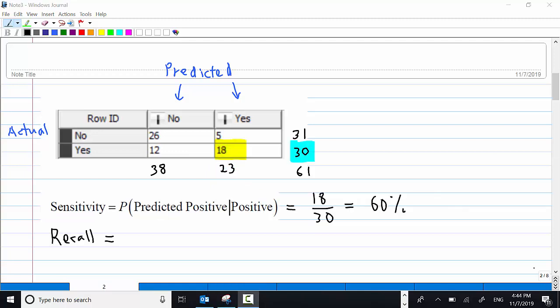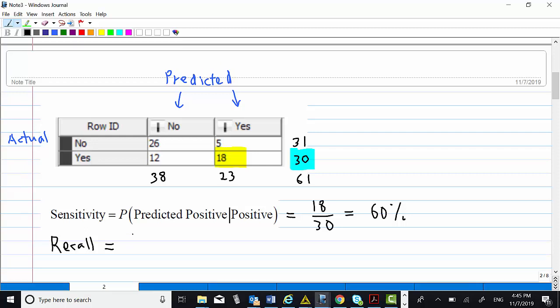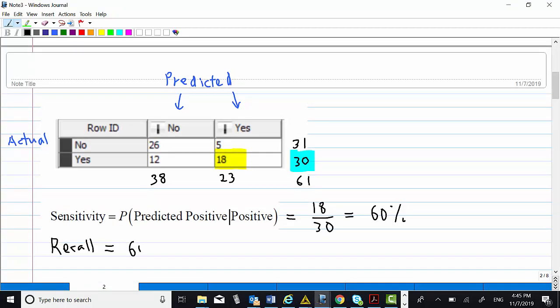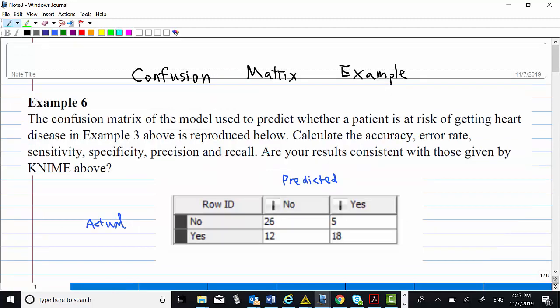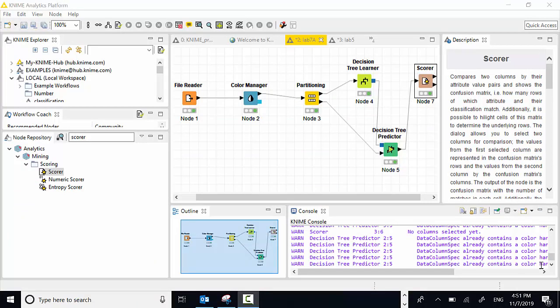Finally, recall is the same as sensitivity. So this is equal to 60%. The final part of the question is asking you to check the Lyme result. Are they consistent with the Lyme result? So we examine the Lyme result.